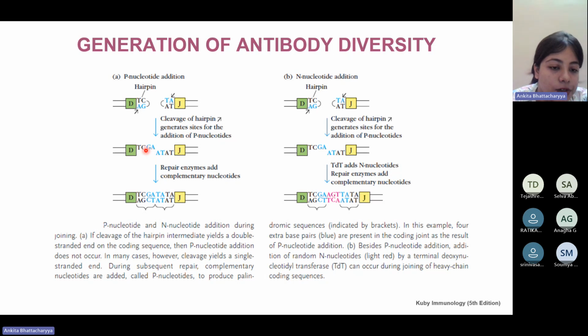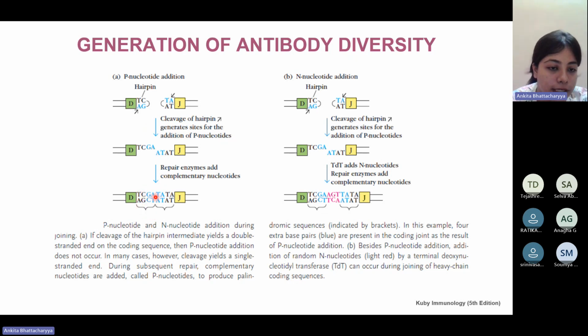So what is happening here is that if you have a double-stranded end, if the hairpin is getting cleaved in such a way that you have a double-stranded end, say suppose it was getting cleaved here and you got a double-stranded end, then P-nucleotide addition will not take place. If it does not happen in this way, and instead you have this stretch of sequences which opens up, some nucleotides can be added which will be complementary to each other. As a result, the effective sequence will become its own palindrome.